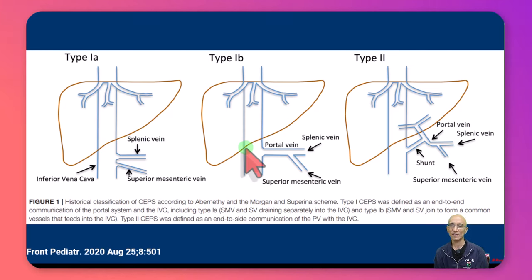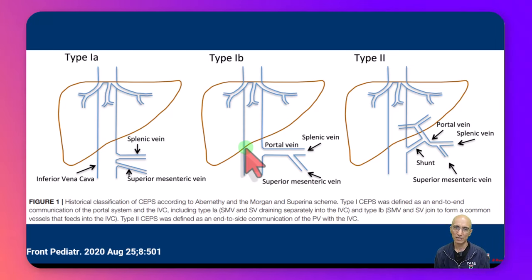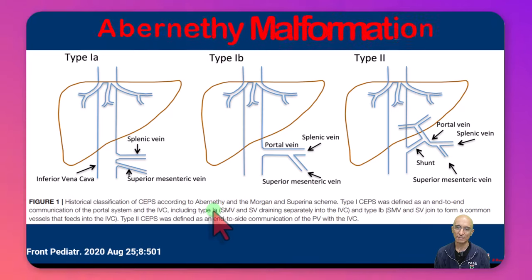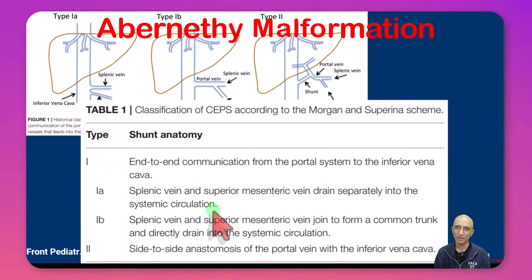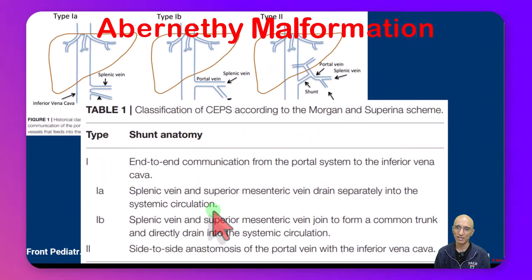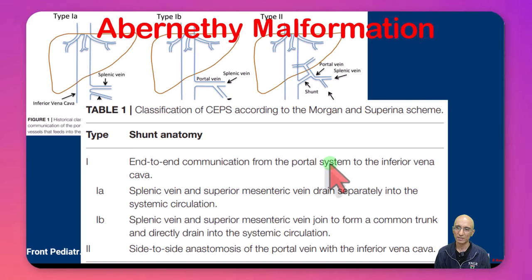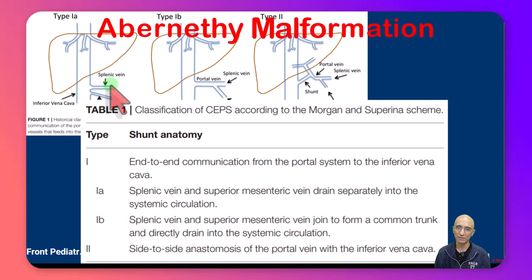So we are dealing with congenital extrahepatic portosystemic shunt, which is known as Abernethy malformation. So there are various types, type 1 and type 2. In type 1, there is end-to-end communication between the portal system to the inferior vena cava, which can be between the splenic vein, the SMV directly joining the IVC, or the portal vein directly ending into the IVC. These are type 1A and type 1B. In type 2, there is a side-to-side anastomosis between the portal vein and the IVC. So I think our patient has type 2 Abernethy malformation.